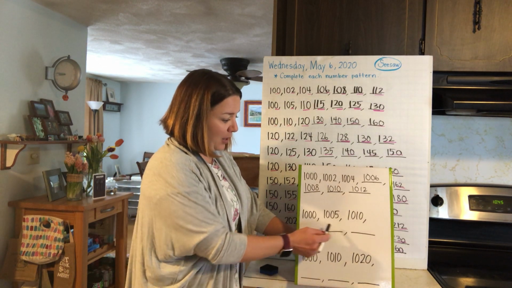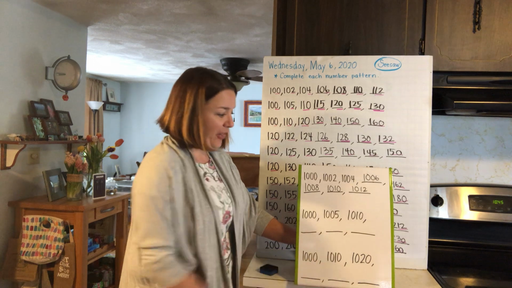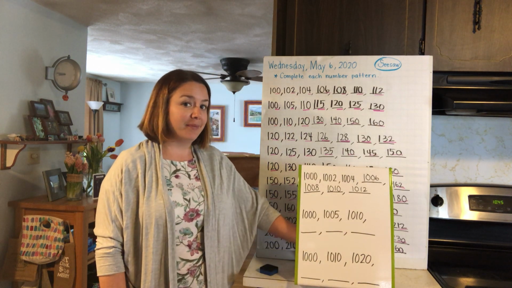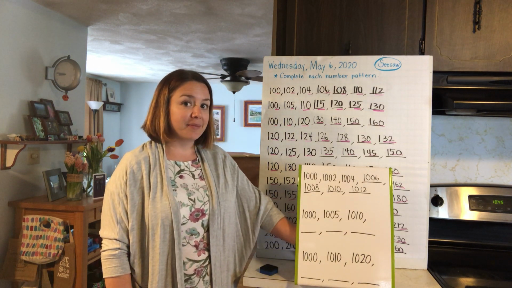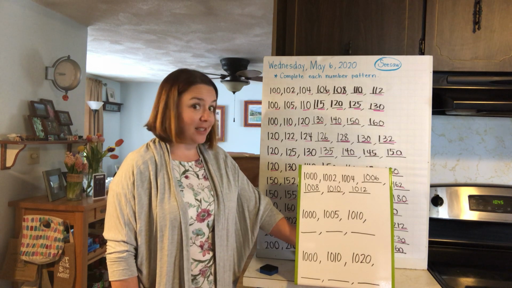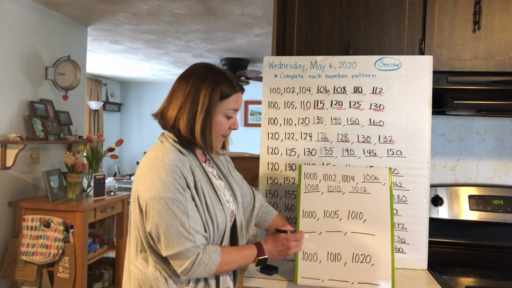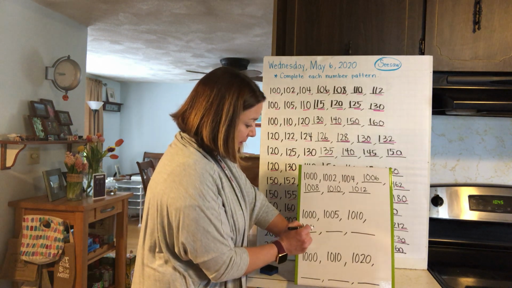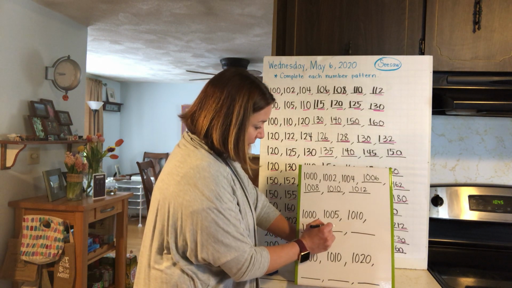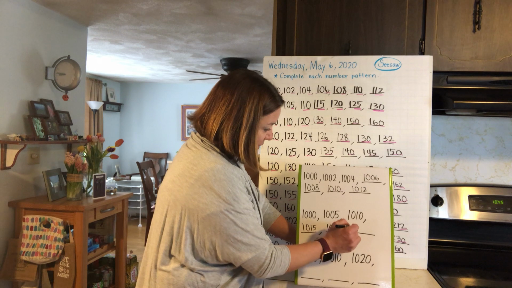1,000, 1,005, 1,010. There's that 0, 5, 10. We're counting by fives, so after 10, we always say 15. 1,015, 1,020, 1,025.